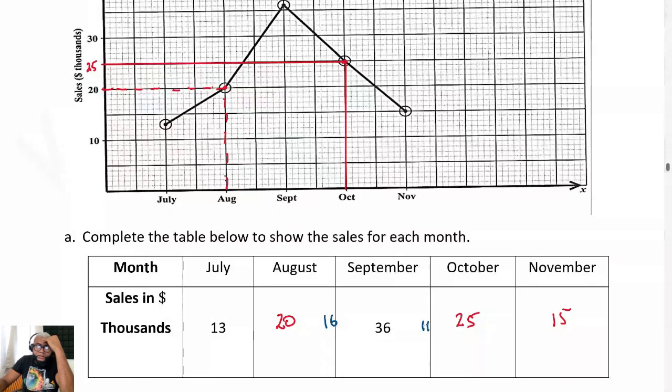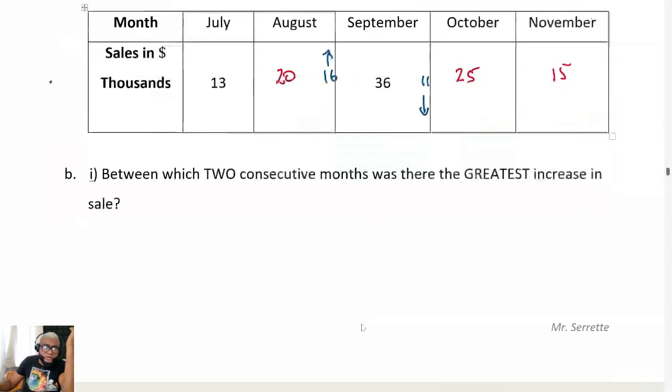So it's at 11 and 11. It's 36 to 25, we're coming back down, right? So it's an 11 decrease. This was an increase. Anything else greater than the 16? So it's August to September, right?